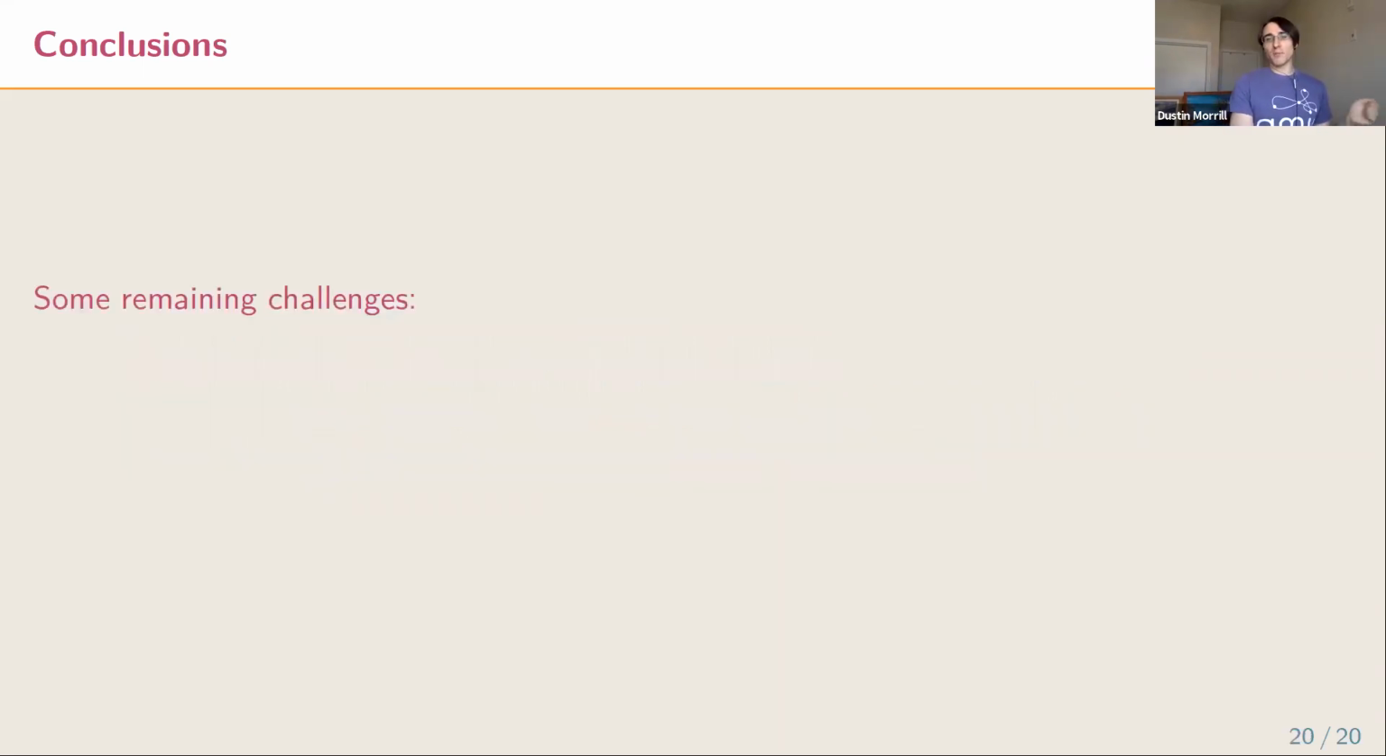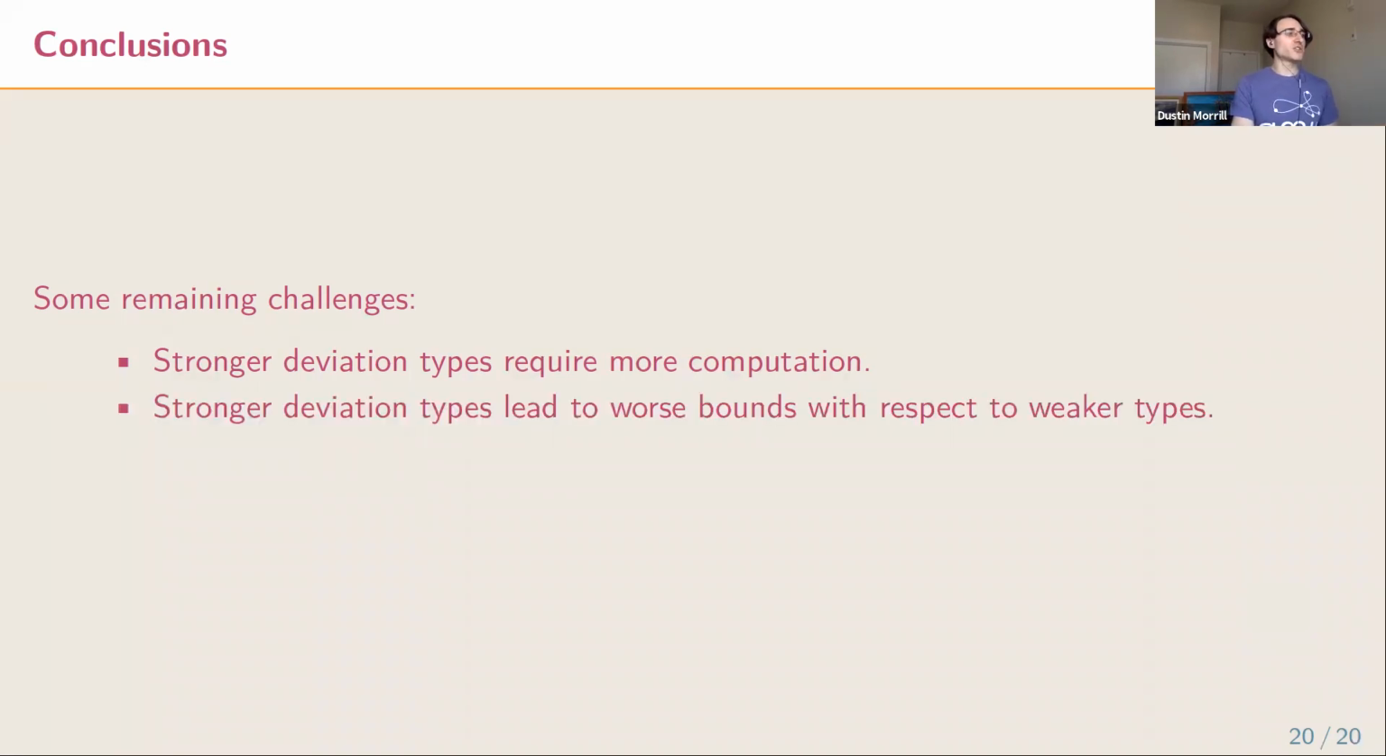Some remaining open problems: in particular, stronger deviation types require more computation, so it'd be nice to avoid that. And stronger deviation types also paradoxically lead to worse regret bounds with respect to weaker deviation types. That should be something we should be able to rectify, because we suspect that competing with these stronger deviation types will allow the learner to do better, and therefore the learner should outcompete these weaker deviation types by a lot more.